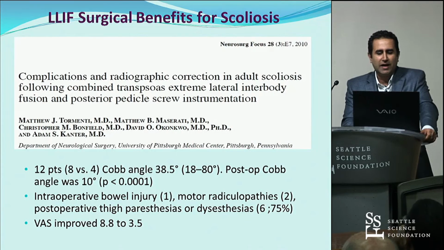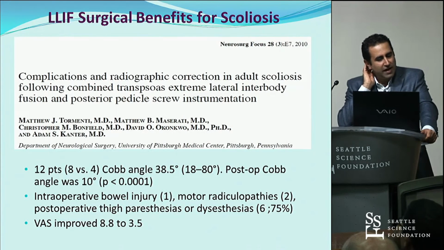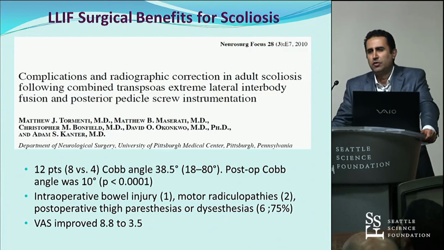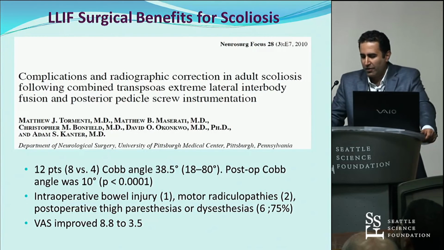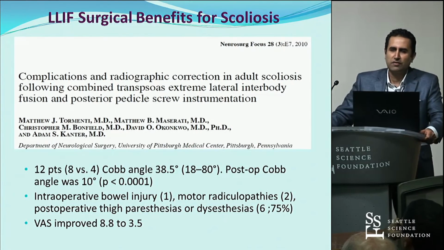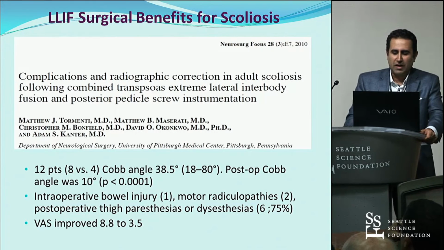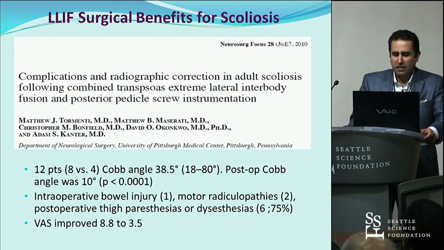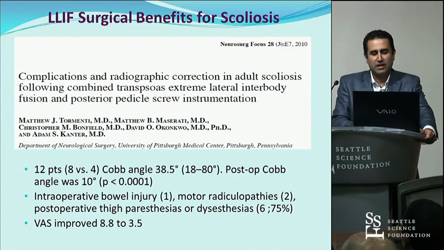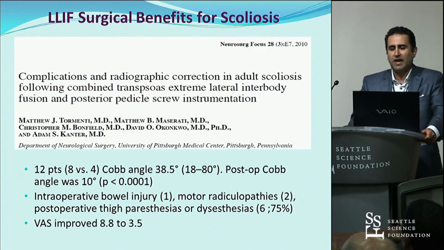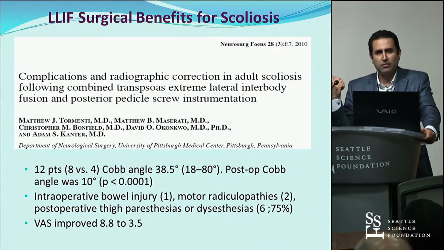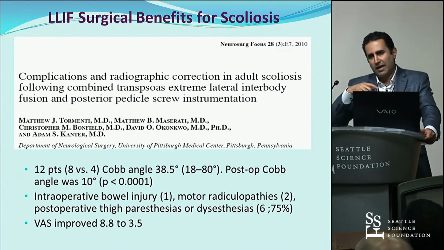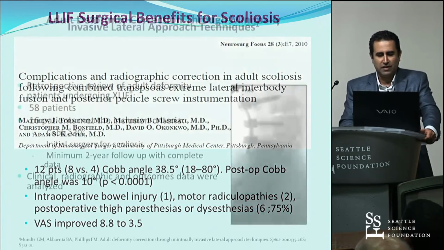So then the Pittsburgh guys demonstrated that they were able to really improve other spinal parameters, such as the VAS, significantly as well by combination of pedicle screw instrumentation with the lateral, but they still had up to 75%. That's extraordinary. 75% thigh paresthesia, dysesthesia. If anything, this is a 2010 paper, so it really shows you the evolution of this procedure.